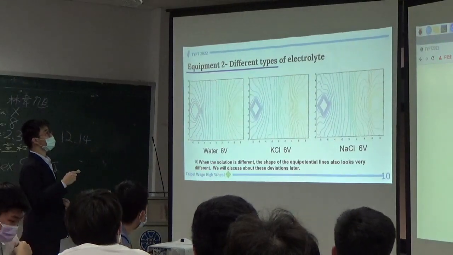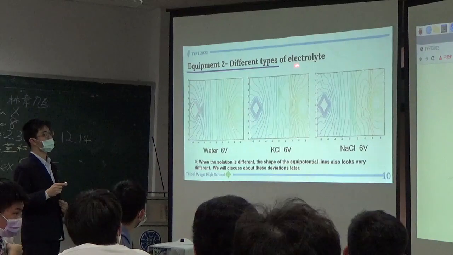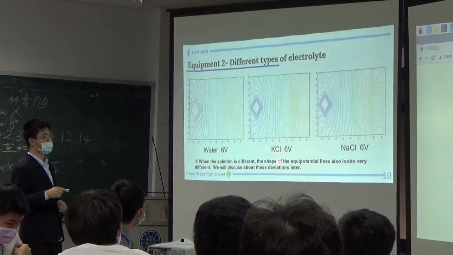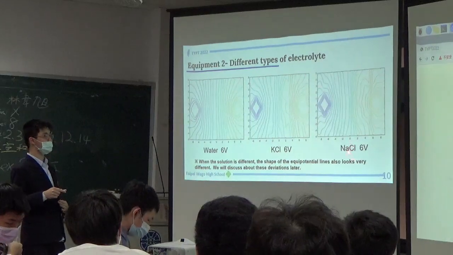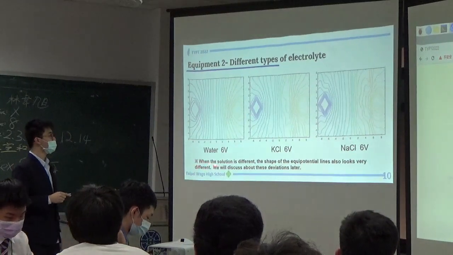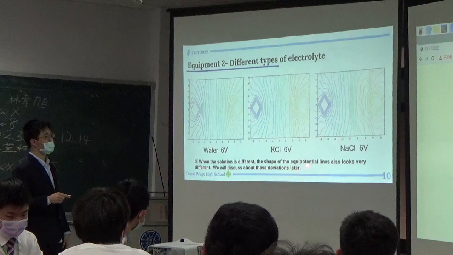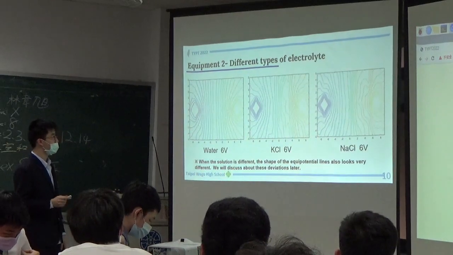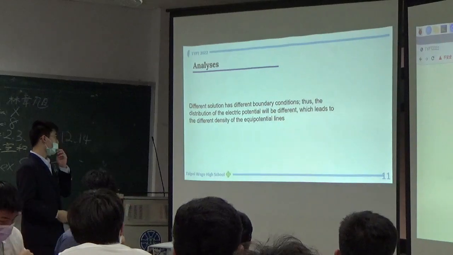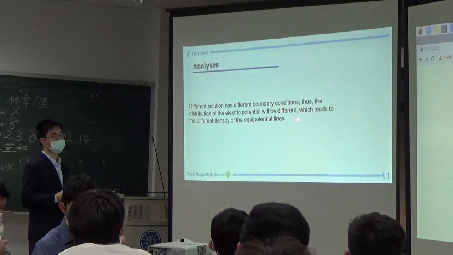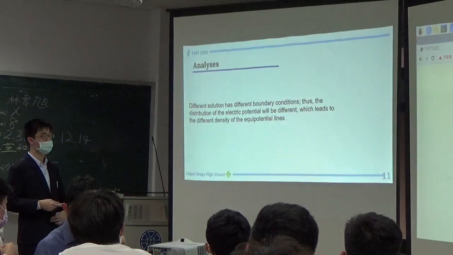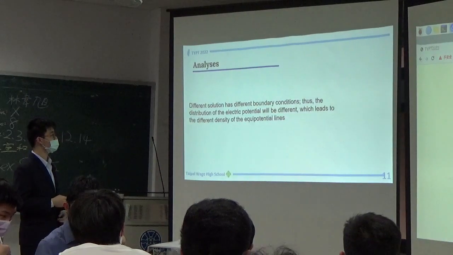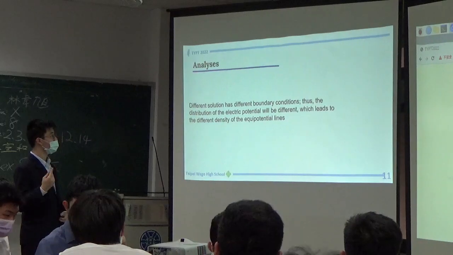The second experiment that we conducted used different types of electrolytes. The first is water, and the second is saturated potassium chloride, and the last is saturated sodium chloride. And when the solution is different, the shape of the equipotential lines also looks very different. We will discuss these deviations later. Different solutions have different boundary conditions because they have a different absolute value. Thus, the distribution of electric potential will be different, which leads to the different density of the equipotential lines.